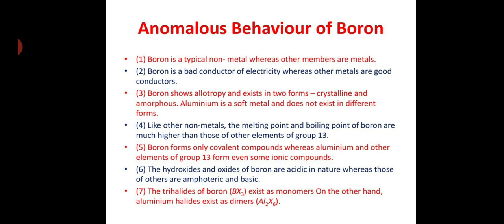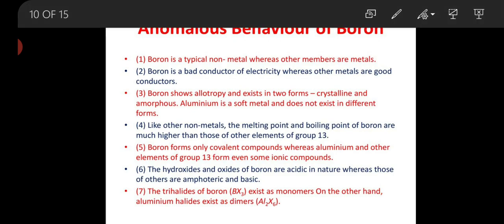The first property we can explain here: boron acts as a non-metal, whereas the other elements in the group are metallic in property, meaning metals. Due to being a non-metal, boron is a bad conductor of heat and electricity, whereas all other elements are metals, so they are good conductors of heat and electricity.